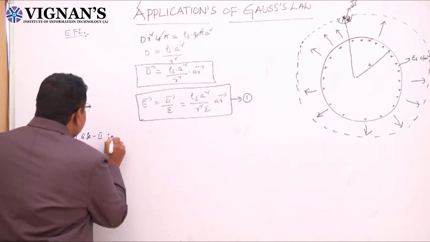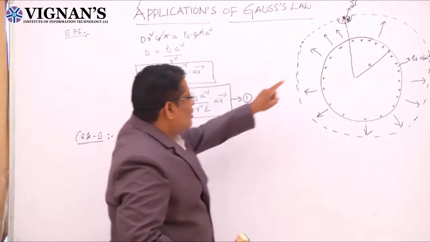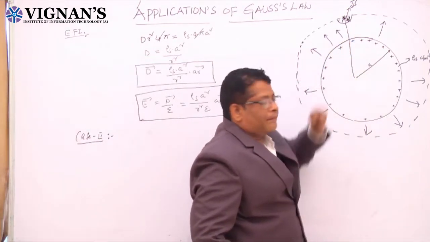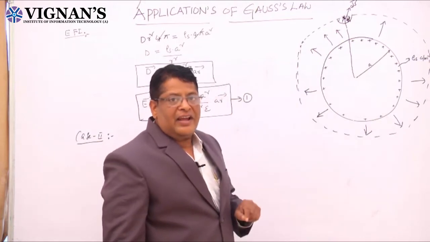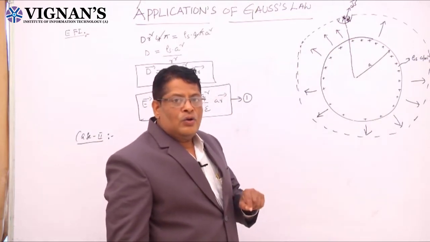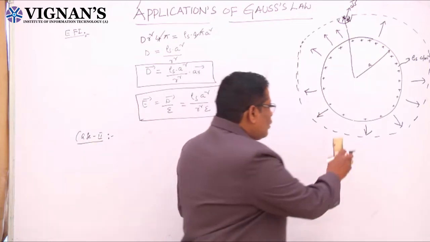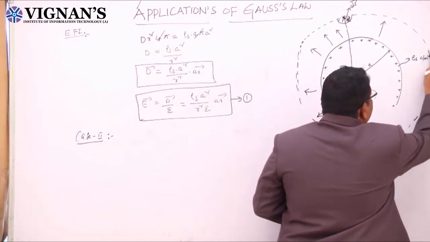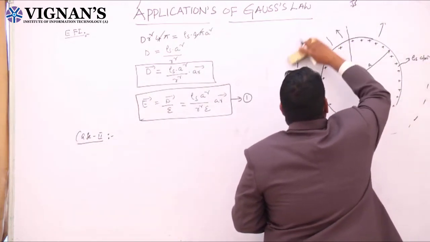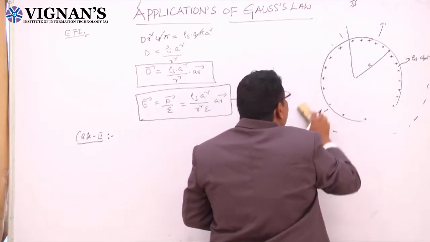The second case, case 2, is the electric field intensity on the shell, at this point, here. Now we have to select a Gaussian surface which is passing through that point. In this case, the Gaussian surface will exactly be lying on the shell.